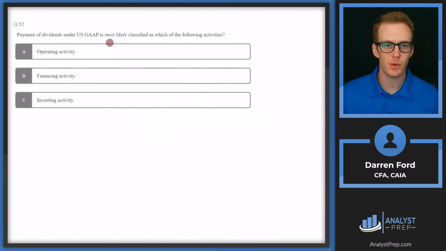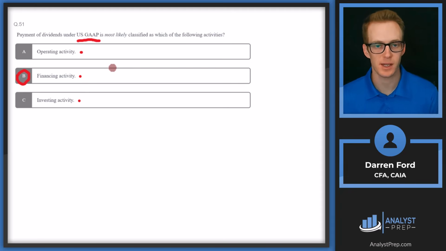Payment of dividends under US GAAP is most likely classified as which of the following activities? A, an operating activity, B, a financing activity, or C, an investing activity. This is going to be B under US GAAP. Under IFRS, there's a little bit more flexibility, and there's potential that you could classify it otherwise, but normally it is going to be as financing.